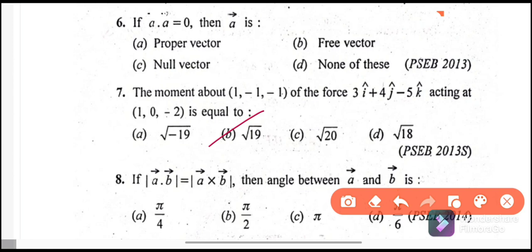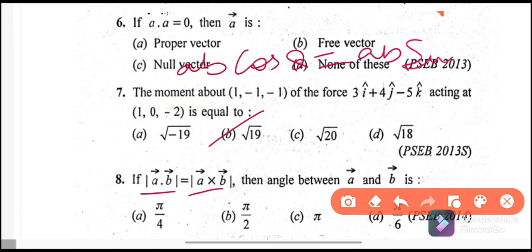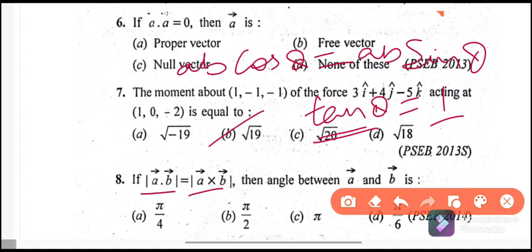Next question, if modulus of A dot B vector is equal to modulus of A vector cross B vector, then angle between A vector and B vector is. Now A dot B is equal to AB cos theta and A cross B is equal to AB sin theta, that is sin theta divided by cos theta is equal to 1. Sin by cos means tan. Tan theta is equal to 1, that is theta is equal to pi by 4.